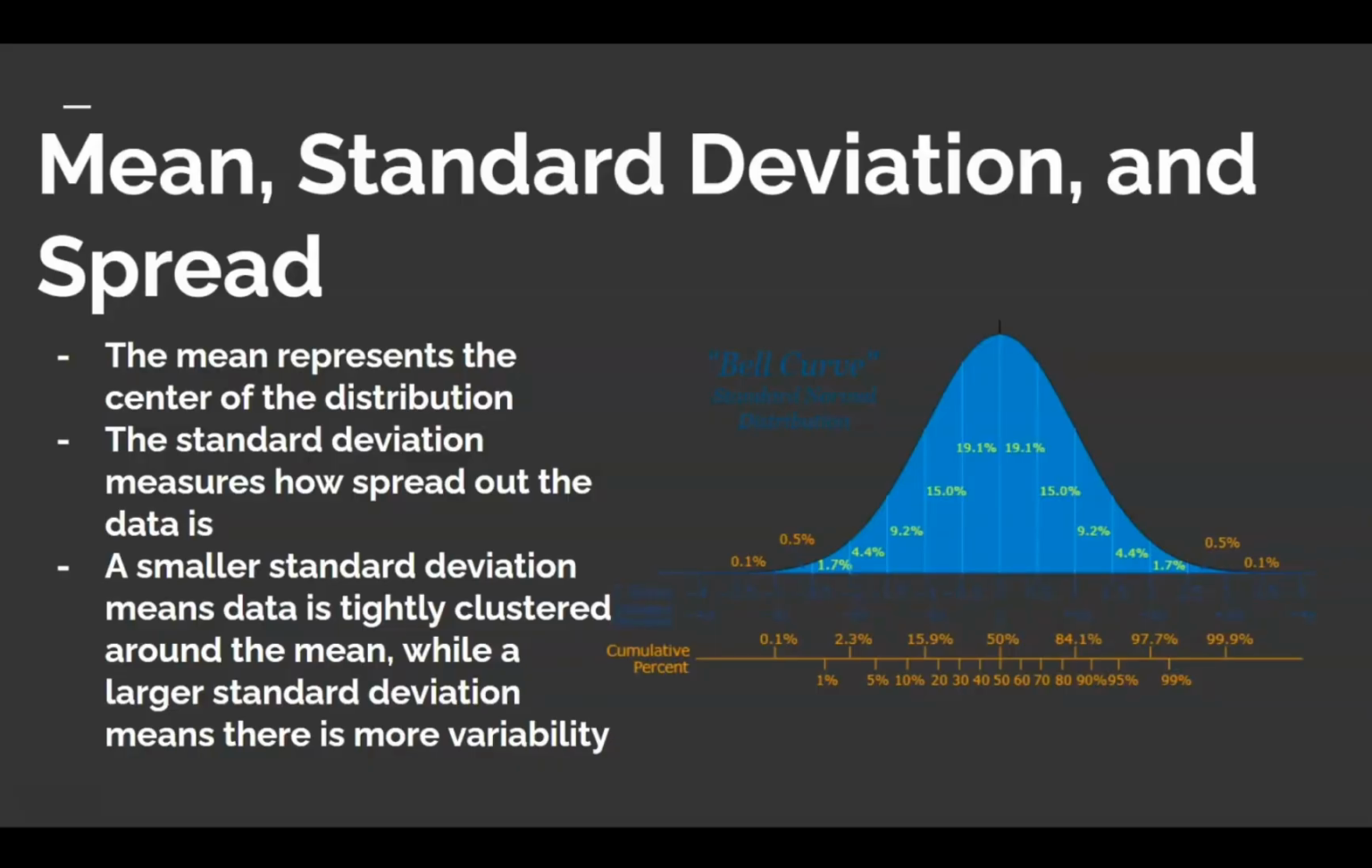Mean, standard deviation, and spread. The mean represents the center of the distribution. The standard deviation measures how spread out the data is. A smaller standard deviation means data is tightly clustered around the mean, while a larger standard deviation means that there is more variability.